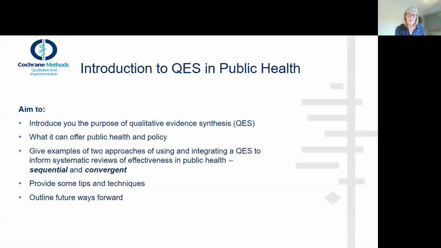We'll give you a few tips and techniques. Ordinarily, we could run a whole module on this in a university and write a whole handbook on it. So it's very much an overview, and hopefully we'll give you a flavour and tempt some of you into doing some qualitative evidence syntheses. And we'll also look at some future ways forward.